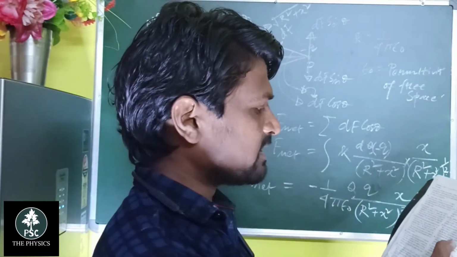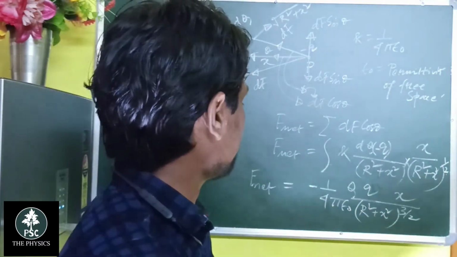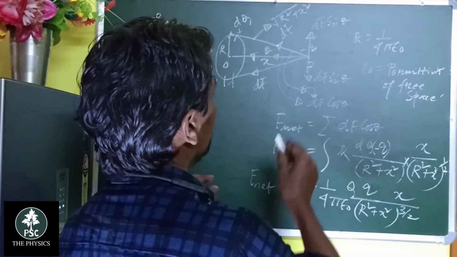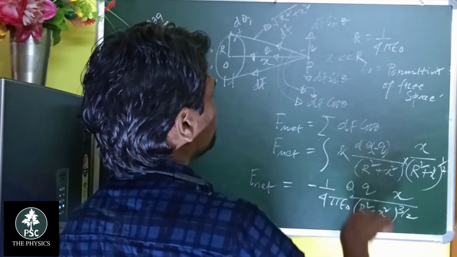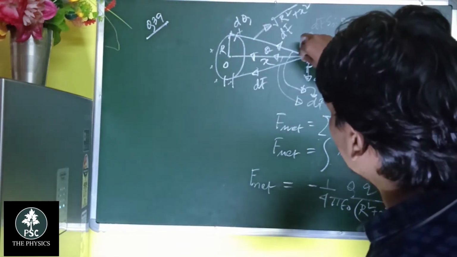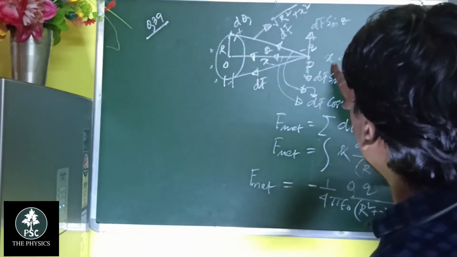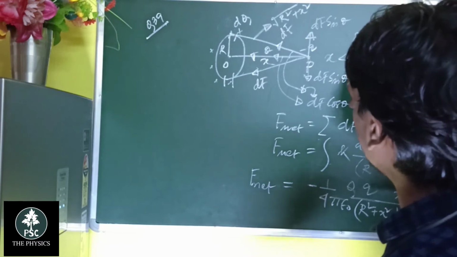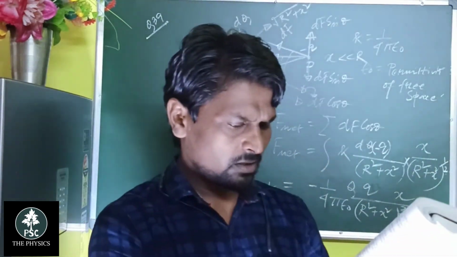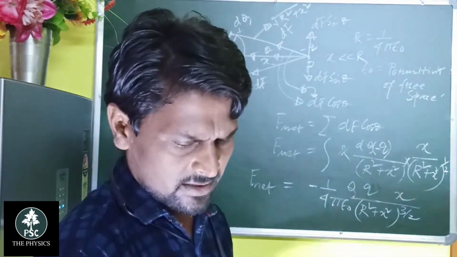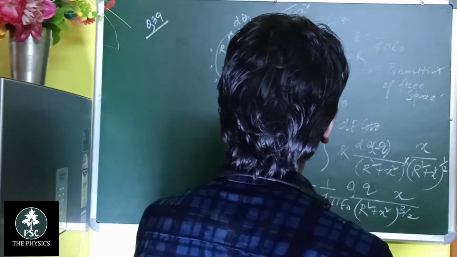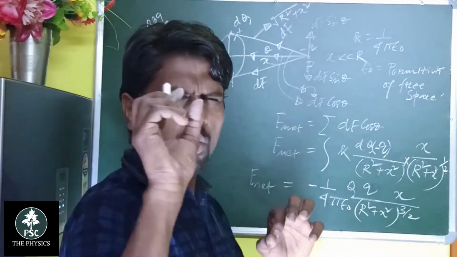The next part is to calculate the force if we displace the particle, assuming x is less than r. You have to consider that when the distance is very small, x is less than r, meaning r is greater than x. So x is very small, that is, very close to the center.